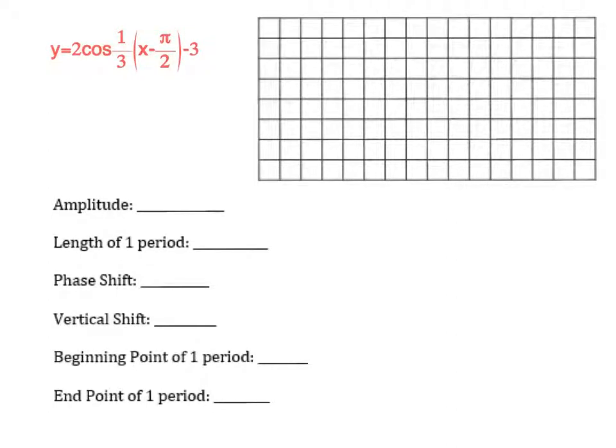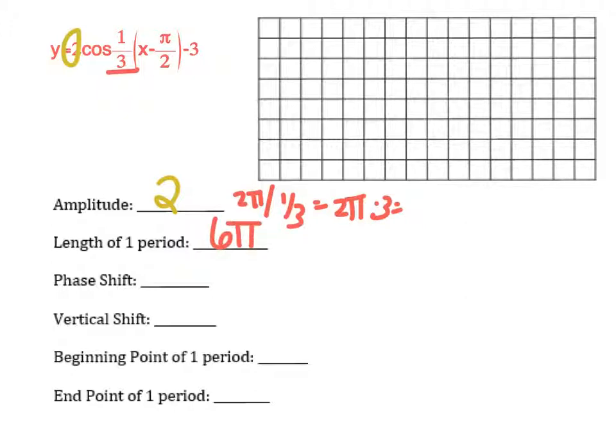Next one, y equals 2 cosine 1/3 x minus pi over 2 minus 3. So my amplitude is 2. My length of one period is going to be 2 pi divided by 1/3, which is 2 pi times 3, which means my period is going to be 6 pi. So from beginning to end is a length of 6 pi.